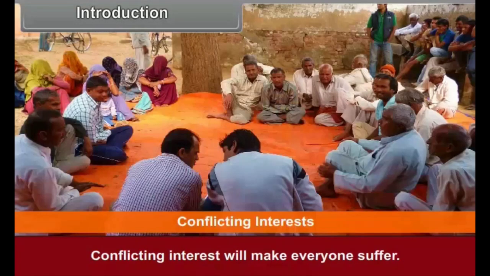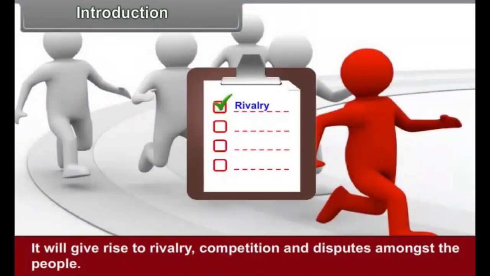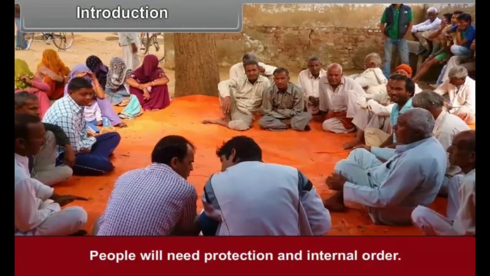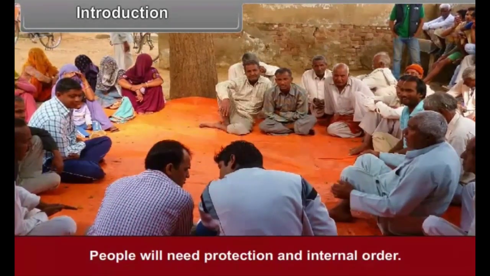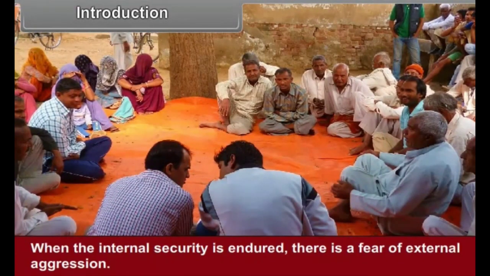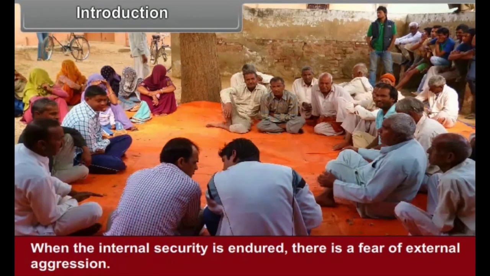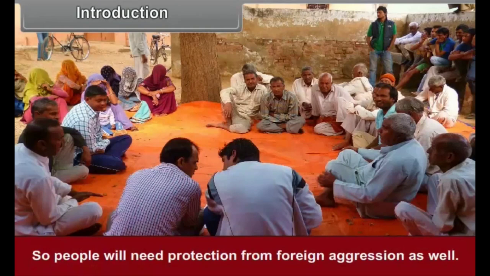Conflicting interests will make everyone suffer. It will give rise to rivalry, competition, and disputes amongst the people. People will need protection and internal order. When the internal security is ensured, there is a fear of external aggression. So people will need protection from foreign aggression as well.